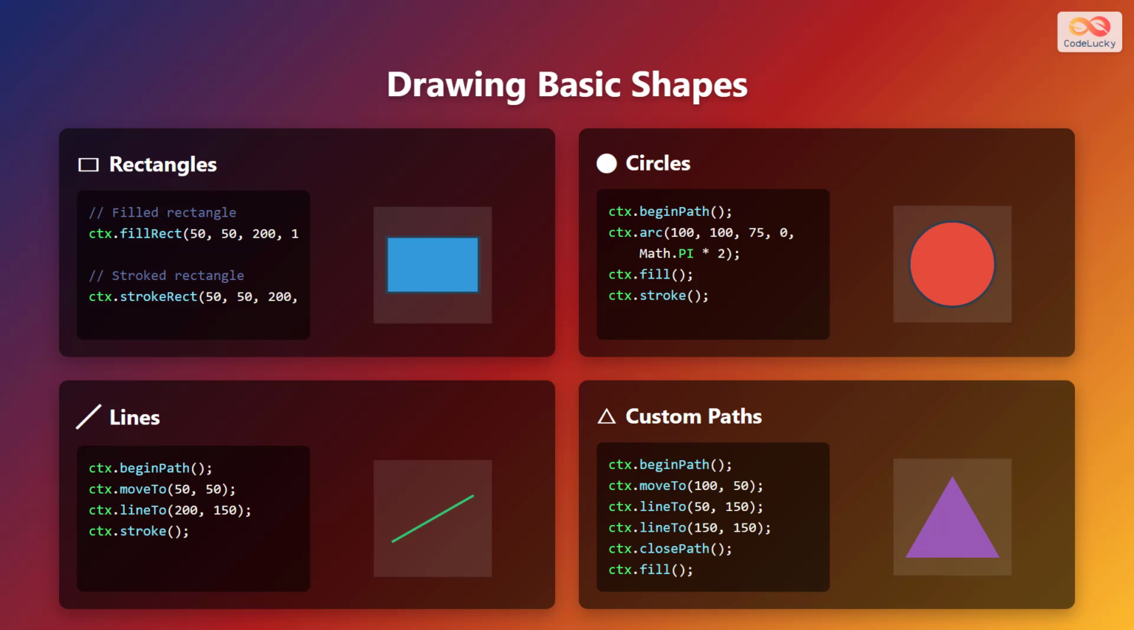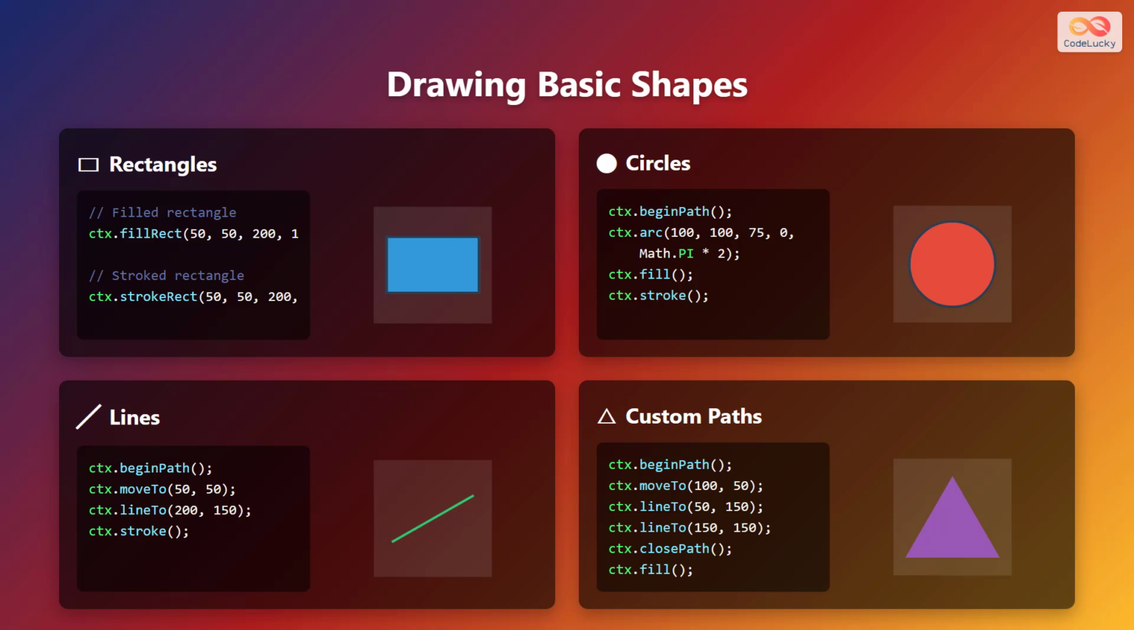Let's explore drawing basic shapes on the canvas. You can easily draw rectangles, circles, lines, and even custom paths. For rectangles, use the fillRect method for filled rectangles and the strokeRect method for stroked rectangles. For circles, use beginPath, arc, fill, and stroke methods. For lines, use beginPath, moveTo, and lineTo methods. And for custom paths, use beginPath, moveTo, lineTo, closePath, and fill methods to create various shapes.